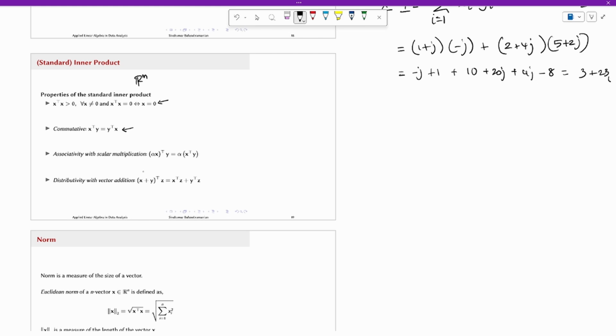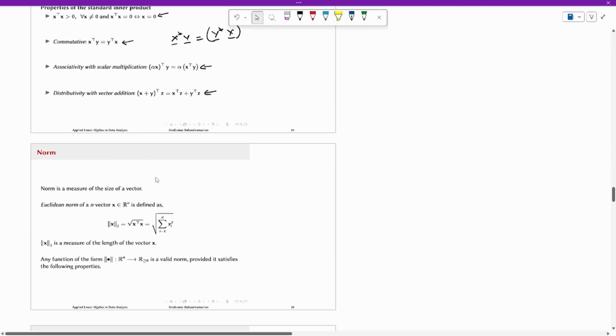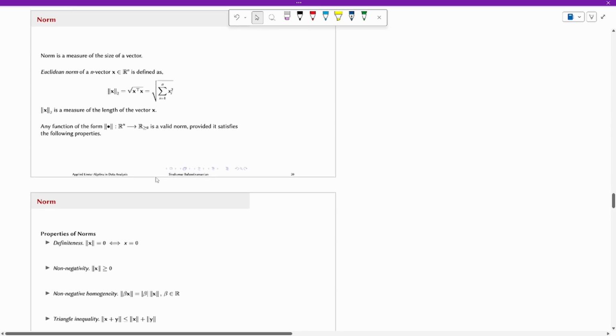The standard inner product is commutative. So x transpose y equals y transpose x. It's just that if you're dealing with the standard inner product in Cn, this won't hold. You'll have to take the whole conjugate. But for Rn this is fine. For Rn the standard inner product commutes. And then it's associative and distributive. These are things you can verify. I don't have to go into the details of these. That's just the definition. We'll later on look at what the inner product actually means geometrically.